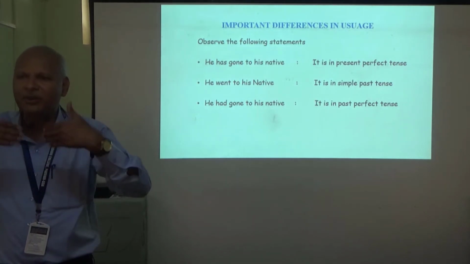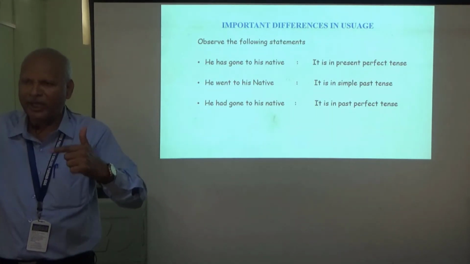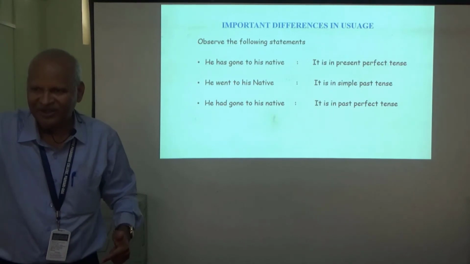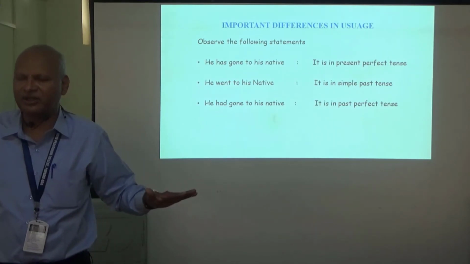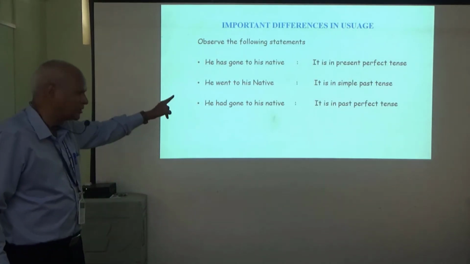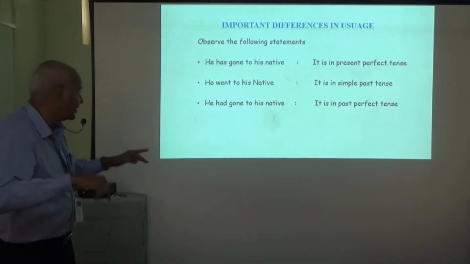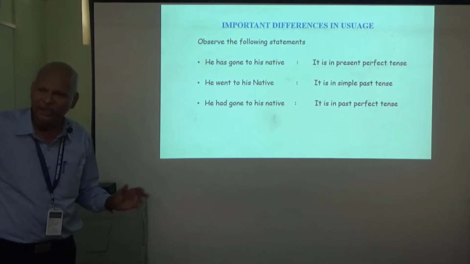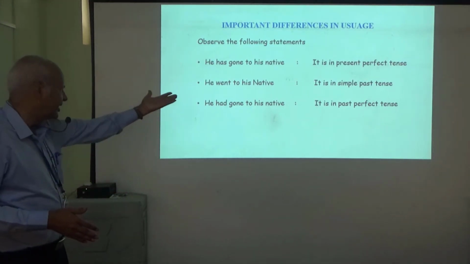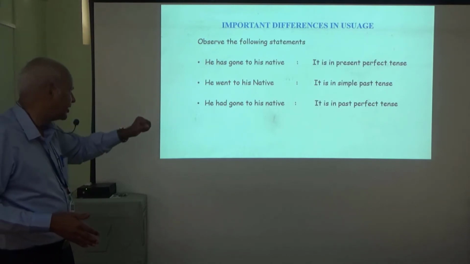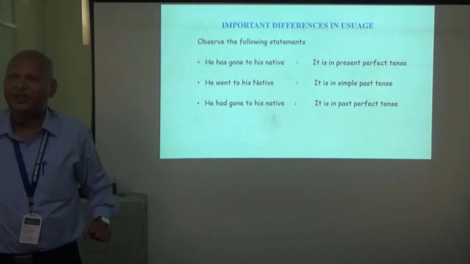Perhaps he must have reached his native. He has reached his native. So when I make a statement, going to my native is not still continuing, not still progressing, not still going on. It is completed. I reached my native place. So in the first statement, the action is completed at the time of making the statement. In the second statement, he went to his native. Do you think the action is continued after making the statement? Here also it is past. As it is written, it is in the simple past tense. Here also, the action of going to his native is completed at the time of making the statement.